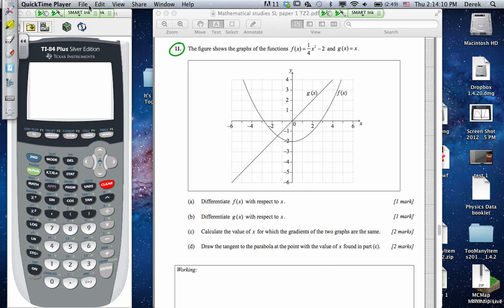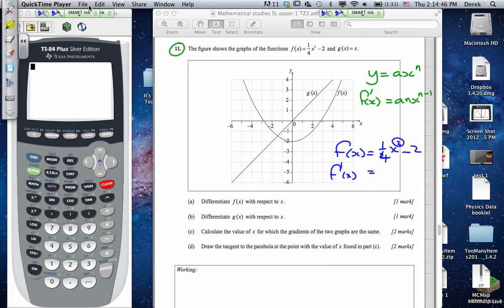So remember, we're using our formula y is equal to ax to the n, and then when I differentiate it, f prime of x, or dy by dx, is going to be anx to the n minus 1. So in this case, for f of x, I've got a quarter x squared minus 2. So when I find f prime of x, the 2 is going to multiply by the quarter, and that's going to be a half.